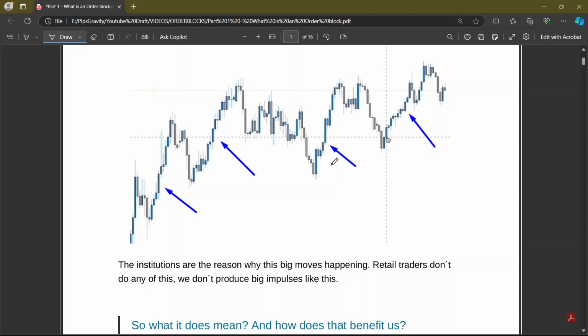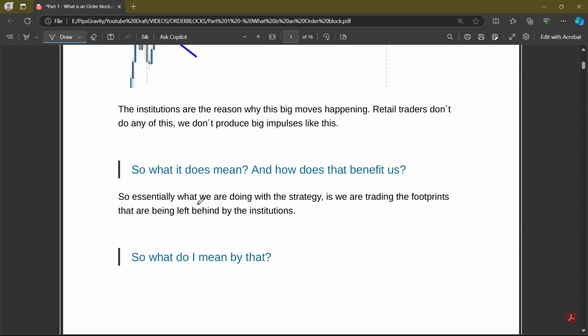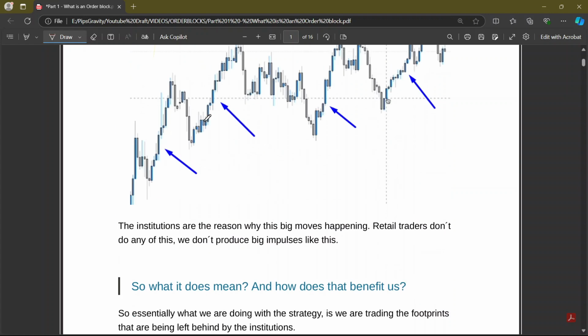So in this video, it's also going to explain how liquidity is formed, how it is prepared, and how it happens. Okay, so the institutions are the reason why these big moves are happening inside the markets. Retail traders don't do any of this. Retail traders don't produce impulses like this. So what does it mean and how can that benefit us? As retail traders, when we see big moves like this, we just try to understand the footprints that have been left behind by these institutions or the smart money traders.